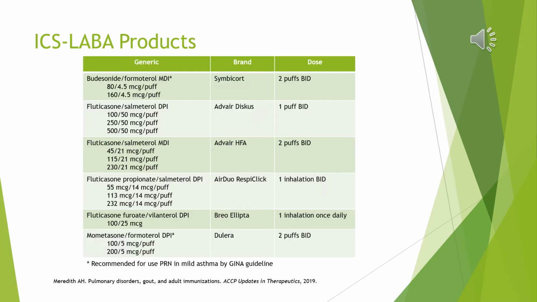Here is a list of all of the inhaled corticosteroid and long-acting beta-agonist products. You may be familiar with these brand names such as Symbicort, Advair, Breo Ellipta, and Dulera. For the new guideline recommendation, Symbicort was what was studied in the trials, but Dulera is another option if patients were to use this as needed in mild asthma.